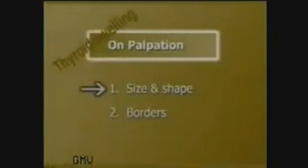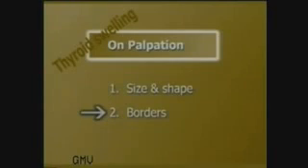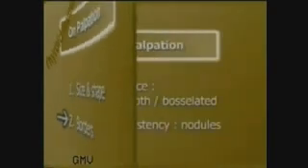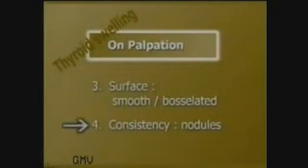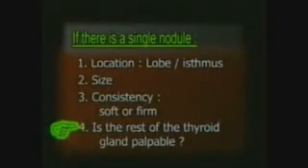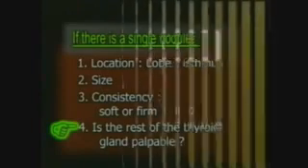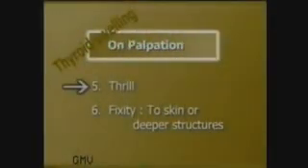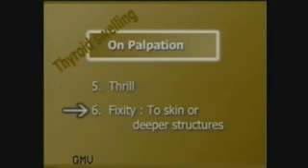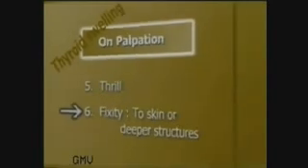Note on palpation the exact size and shape of the swelling and identify its borders. In particular, palpate the tracheal rings in the suprasternal notch to identify a retrosternal extension if any. Then note the surface and the consistency of the swelling and palpate carefully by Lahaye's method and Kreil's method for small nodules within the gland. In case of a single nodule, note whether the rest of the gland is palpable. Now look for a palpable thrill over the upper pole and for fixity to skin or deeper structures.